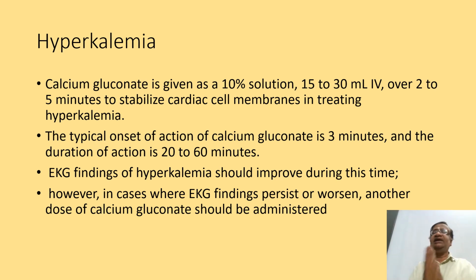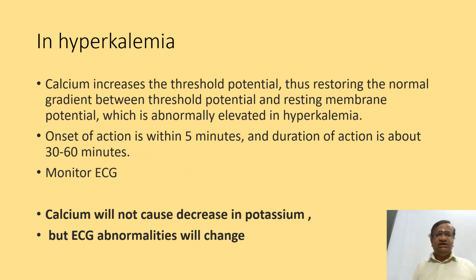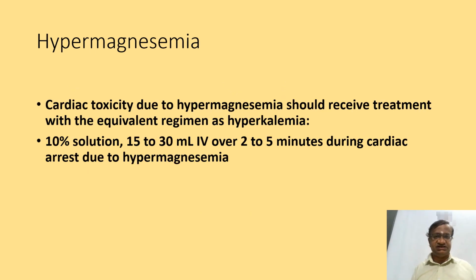In all patients, symptomatic treatment is important rather than repeating calcium levels. You need to sustain by giving another 10 to 20 ml over a period of 4 to 6 hours to maintain asymptomatic patients. In hyperkalemia, calcium increases the threshold potential, thus restoring the normal gradient. Onset of action is within 5 minutes and duration is 30 to 60 minutes. Calcium will not decrease potassium, but the ECG abnormalities will change. This is what I'm telling: symptom treatment and ECG treatment are important rather than checking serum calcium levels.